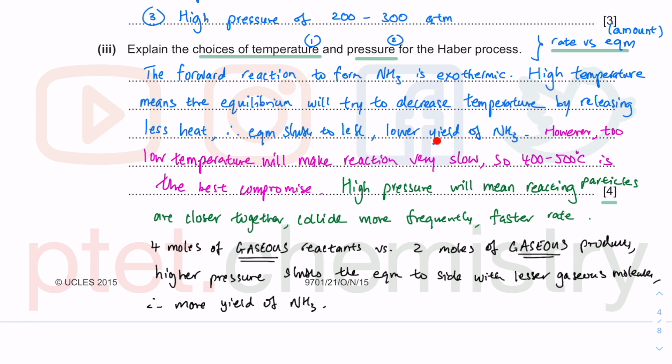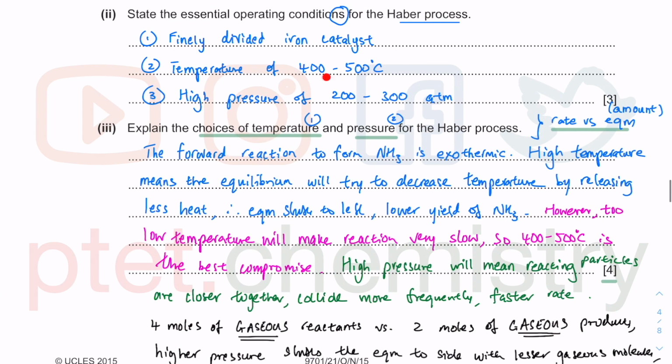But with temperature, because the forward reaction is exothermic, when you go too high in temperature, the equilibrium will shift backward and that will give you a lower yield of ammonia. However, this also means the reaction will be very slow if you go to a lower temperature. So the best compromise between the rate and the low yield of ammonia, while getting a fast enough rate, is this compromised temperature here.